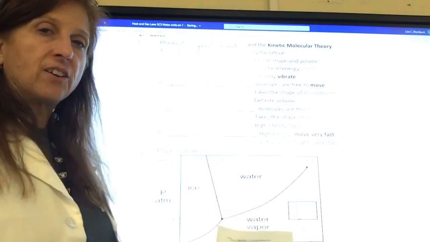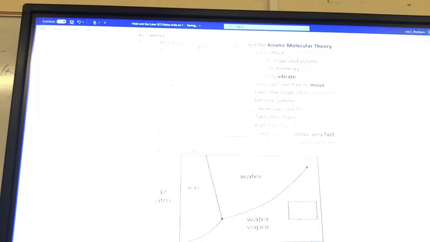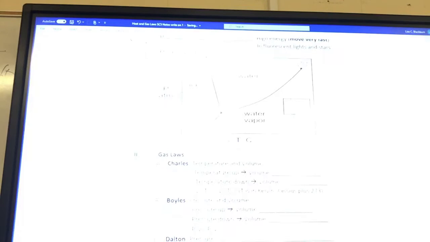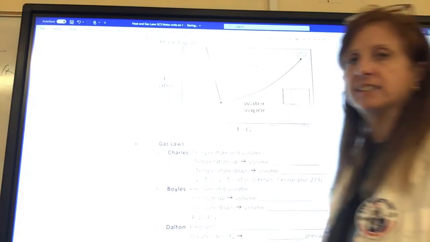Now, this is called a phase diagram. I'm going to move it up some so you can see it better. Give me the mover thing. There's the mover thing. It's funny, it always jumps down. There we go.